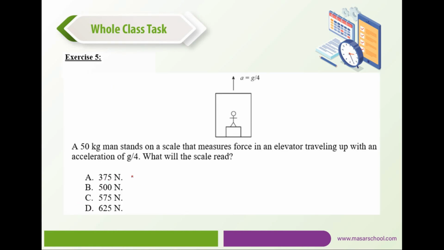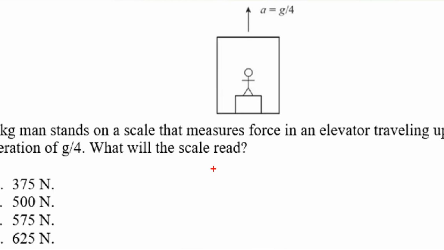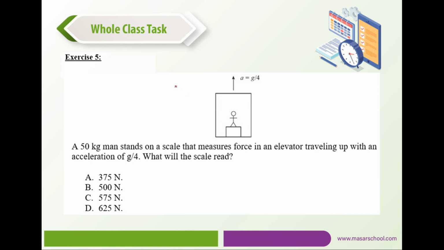If a 50 kg man stands on a scale that measures force in an elevator traveling up with an acceleration of g over 4, what will the scale read? We know that the scale reads the normal push. Then let's utilize the normal push from the FBD of this man. We have the pull of gravity, which is down. And I will say that the normal push would be greater than Fg because it's accelerating up.